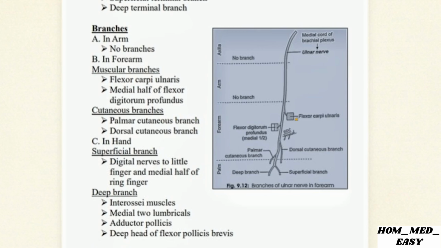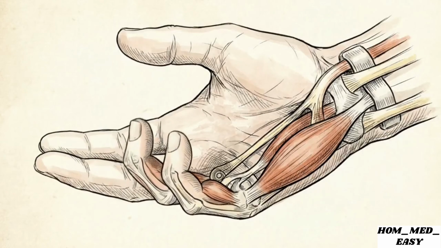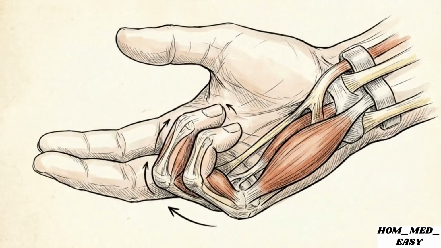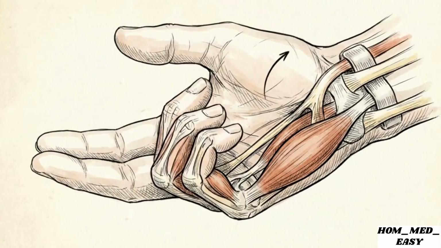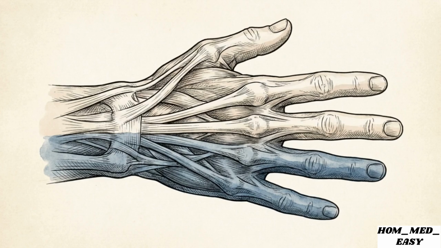It supplies the flexor carpi ulnaris and drops a crucial connection to the medial half of the flexor digitorum profundus, or FDP. This close-up demonstrates the mechanical role of the medial FDP. When commanded, it forcefully flexes the distal phalanges, the very tips, of the ring and little fingers. Shortly after, about 5 centimeters above the wrist, the nerve releases its dorsal cutaneous branch to provide sensory coverage to the back of the hand.